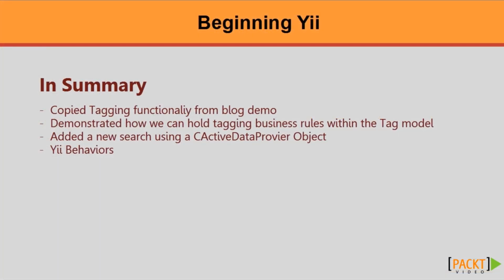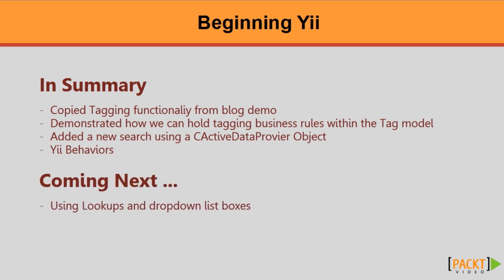Okay, so in the last two sessions, we've copied some of the tagging functionality from the Yii blog demo. And it's demonstrated how we can hold the tagging business rules within the tag model. We've also added a new search action using a data provider object. And we've met Yii behaviors. And in our next session, we'll look at using lookups and drop-down list boxes.